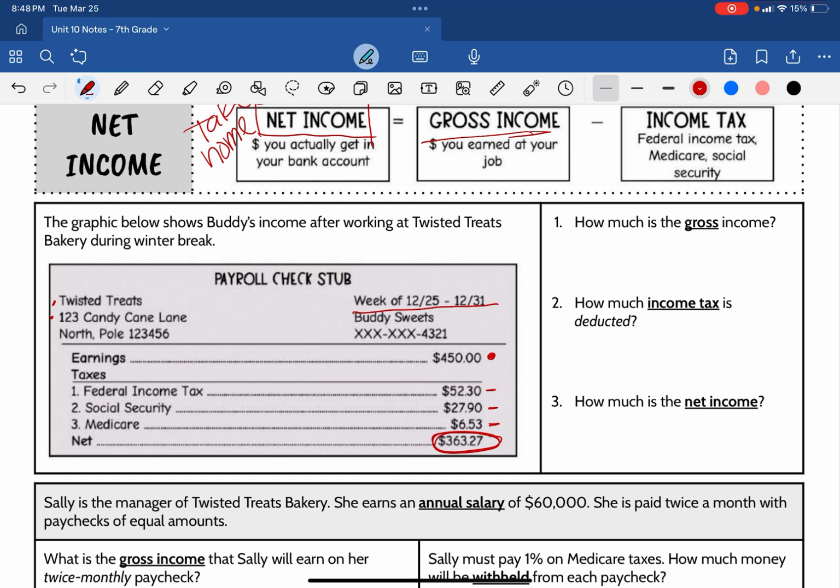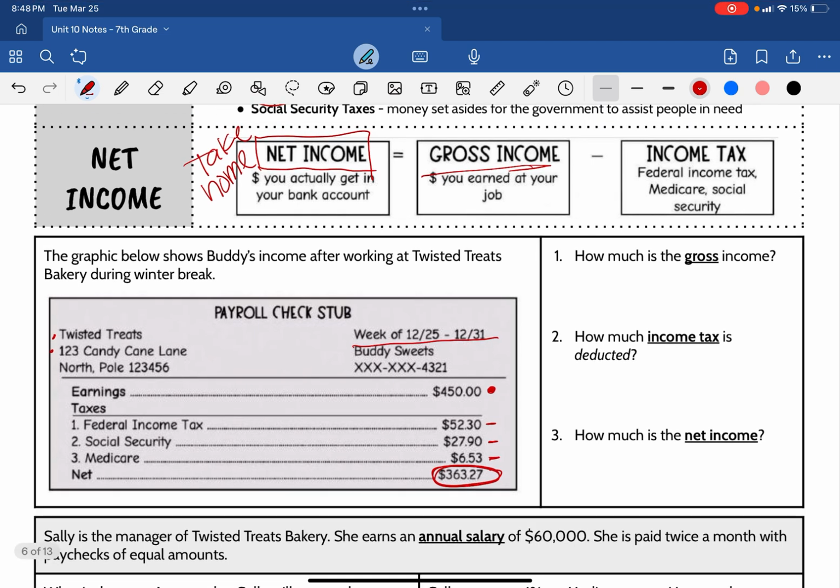So we go back up here. It said, what is gross income? Well, the gross income here is the money you earned at your job. So how much is the gross income? Well, his gross, if you look right here, it's going to be the $450. This is going to be your gross because that is how much he made.